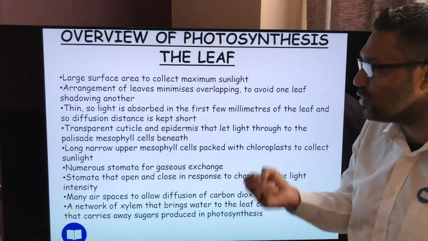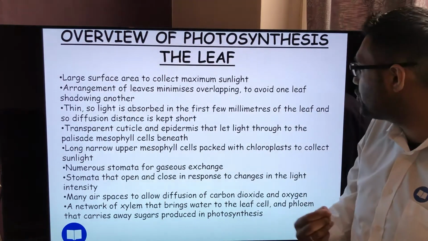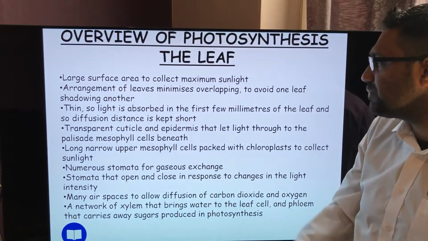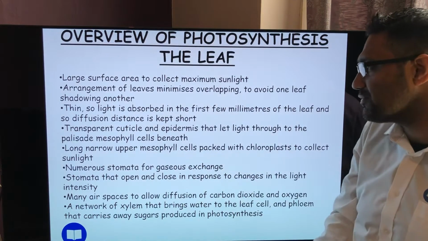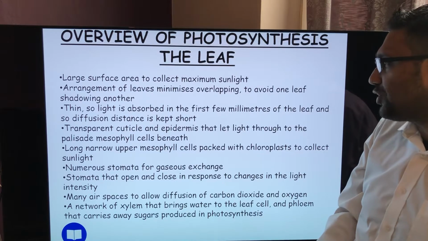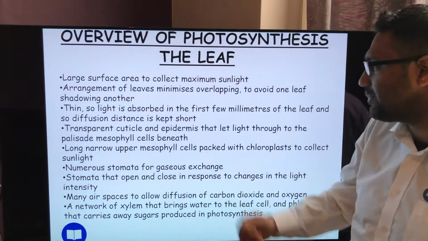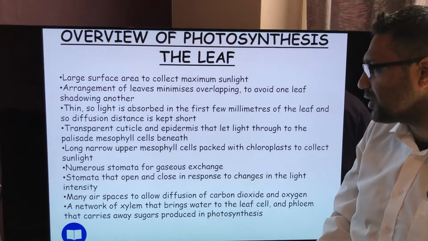If you think about Fick's law, the shorter the diffusion pathway, the more gas exchange you're going to get. The cuticle is waterproof, but it's also transparent. That allows light to flow through. You've got narrow upper mesophyll cells packed with chloroplasts to collect sunlight. That's your palisade layer. They're like bricks, so it makes a brick wall.